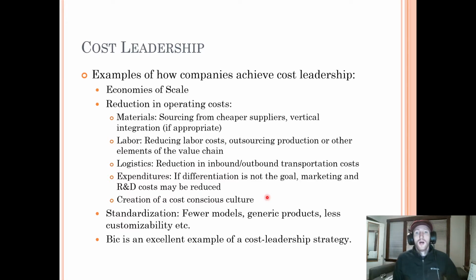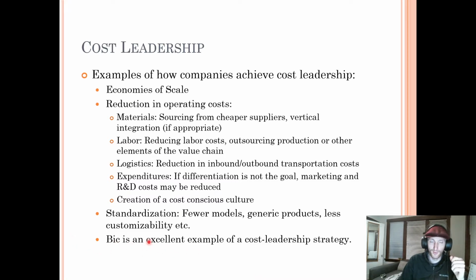This is just a written version of what I was just talking about. You can achieve cost leadership by trying to gain economies of scale or reduce your operating costs in some way, maybe through greater standardization. BIC, for example, is a great case study of a cost leadership strategy. They have standardized products. They were one of the first to create standardized pens, and they're incredibly cheap. I'm going to be posting a video of BIC to the webpage where I post this video lecture that you can look at as well.